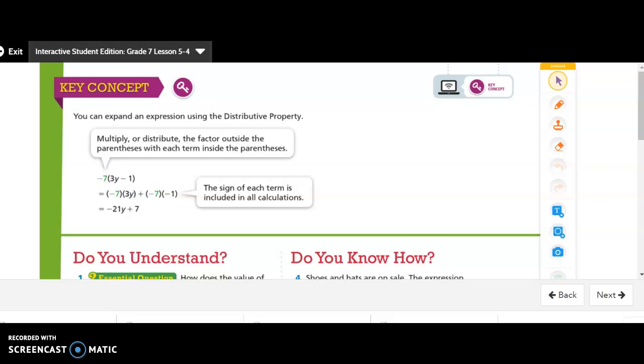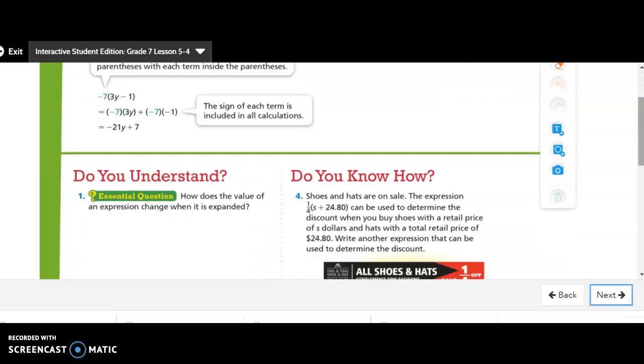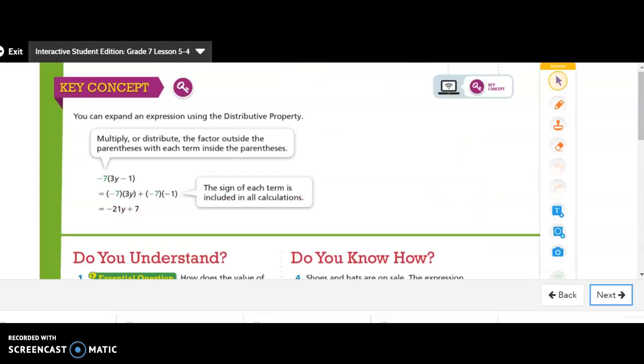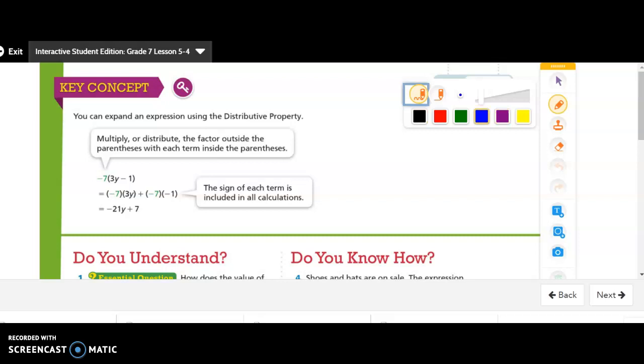Everyone, this is Mrs. Finney recording our lesson notes for lesson 5-4. This is from our concept 14, writing and simplifying expressions. And we are on page 288 in our workbook today. So please get to page 288.